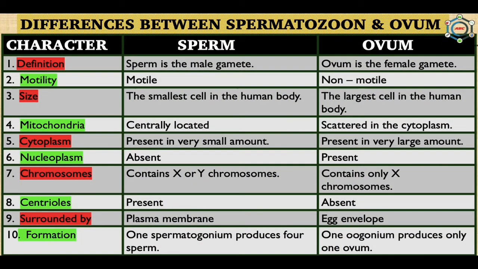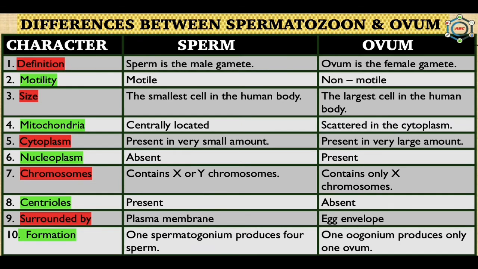Now, the differences between spermatozoa and ovum. According to the definition, sperm is the male gamete and ovum is the female gamete. According to motility, sperms are motile while the ovum is non-motile. According to size, sperms are the smallest cell in the human body while the ovum is the largest cell in the human body. According to mitochondria, in sperm they are centrally located while in ovum they are scattered in the cytoplasm.